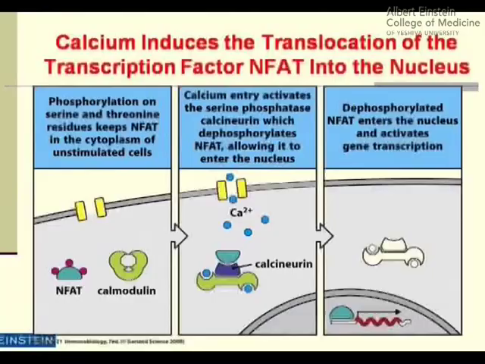Now, a second modality for transducing signals is using a calcium pathway using a molecule called NFAT. And basically, as calcium gets secreted, it activates calcineurin. Calcineurin phosphorylates calmodulin, and calmodulin is a phosphatase. NFAT normally is phosphorylated. When NFAT is phosphorylated, it can't leave the cytoplasm. It's basically trapped in the cytoplasm.